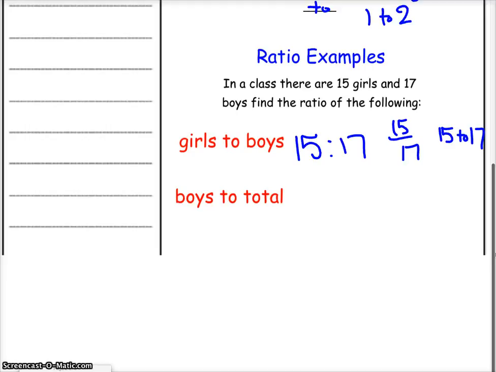Boys to total. So boys is 17. How many total kids? 17 to 32. Or 17 over 32, or 17:32.